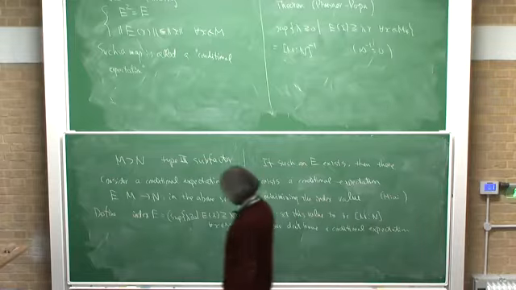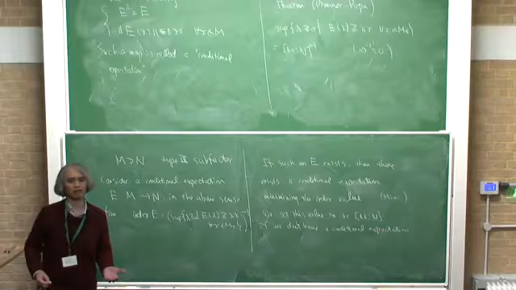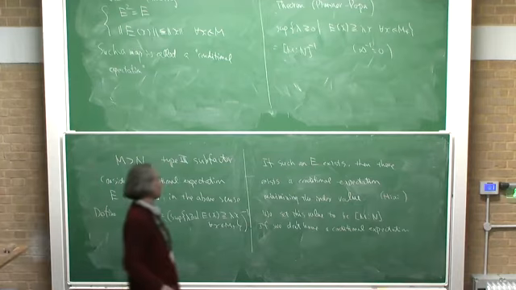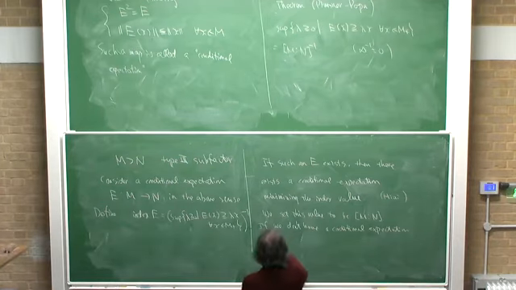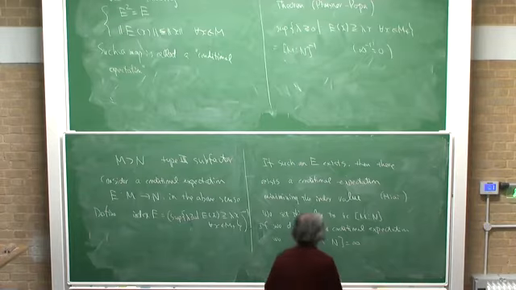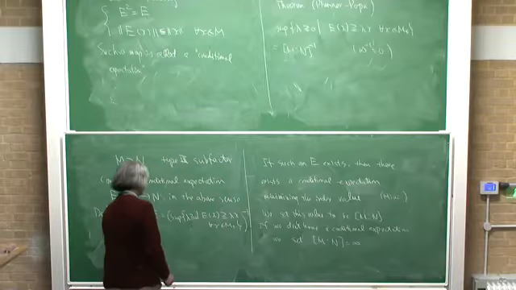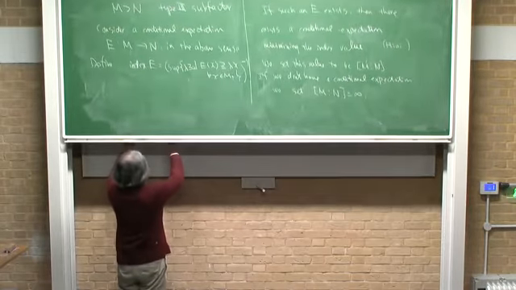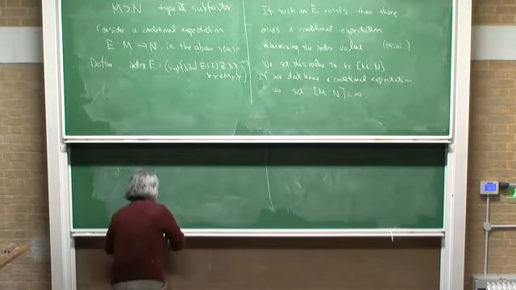If we don't have a conditional expectation, in a sense, the smaller algebra N is too small with respect to M. That's an interpretation of the non-existence of a conditional expectation. So in that case, we should set this to be infinity.